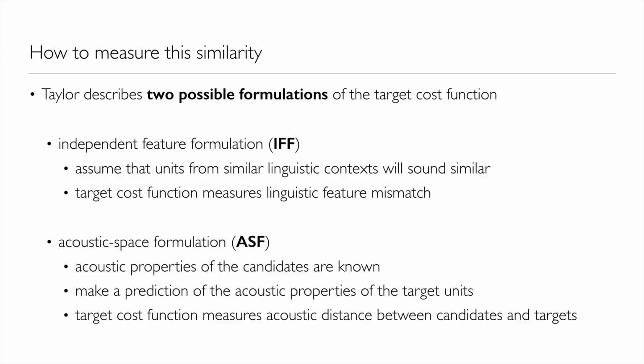Now, the target cost is a very important part of unit selection, so we're going to devote a later part of the course to that and not go into the detail just at this moment. All we need at this point is to know that we can have a function that measures how close a candidate is to the target. That closeness could be measured in terms of whether they have similar linguistic environments or whether they sound the same. And that measure of sounding the same involves an extra step of making some prediction of the acoustic properties of those target units.